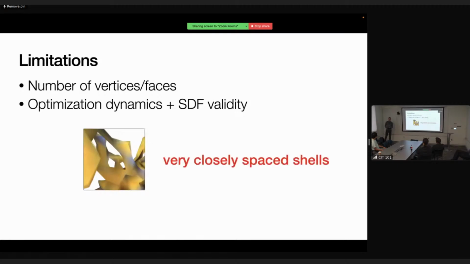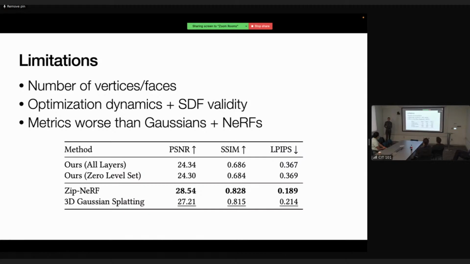And so the result is that you get these very, very closely spaced shells. What we want is to control the fuzziness here so that we can schedule it, sort of start out coarse and fuzzy and then get to a sharper shape. But in practice, that is very hard to do. And then finally, the metrics are a bit worse than NeRFs and Gaussians. This is a mesh-based thing, and it lets you render real-world scenes, but in its current state, you probably would not use it because NeRFs and Gaussians just give you better quality.